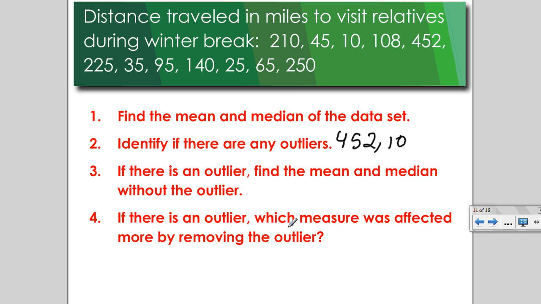We've already talked about mean and medians. Which one was affected by removing the outlier? In my opinion, I'd say 452 because it's that much further away from the mean.